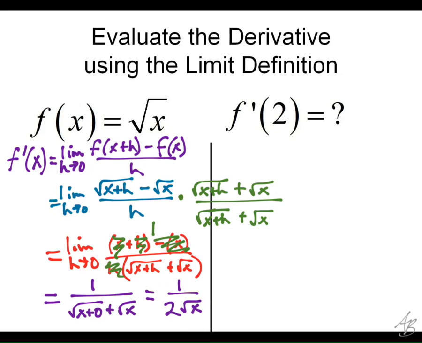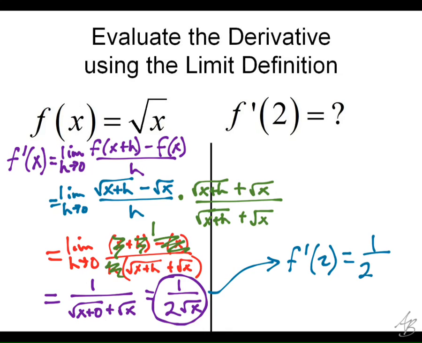Now, I should not have put a box around that. That's an intermediate answer. I don't like to put boxes around my intermediate answers because that kind of implies that it's a final answer. What we really want to know is what f prime of 2 is. So to figure that out, we're going to put 2 in for x here and get 1 over 2 square root of 2.